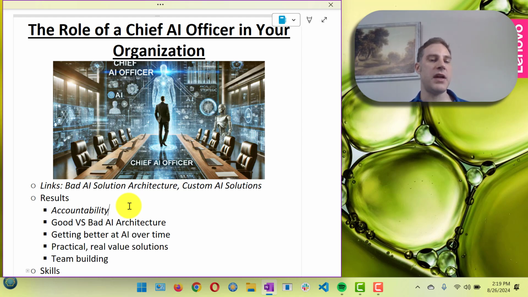And they really should have a practical, real-world value solution mindset. Another really big challenge that I've found in the AI space in general is a lot of hand-wavy, cool toys, let's have fun, or let's do what's most interesting mindset that puts practical value very low in the hierarchy, when it should really be at the top. And then also the chief AI officer should help with team building.